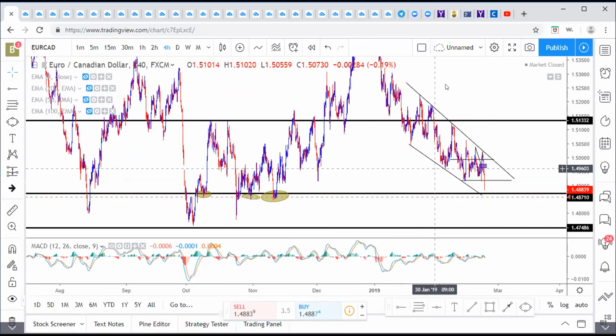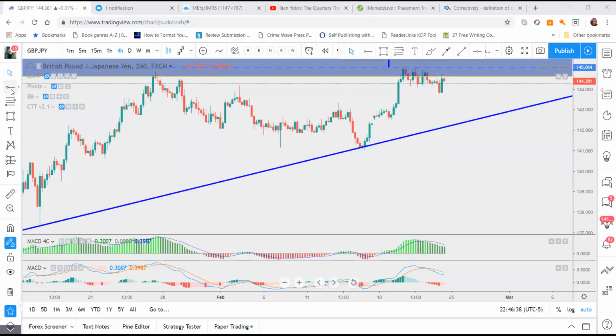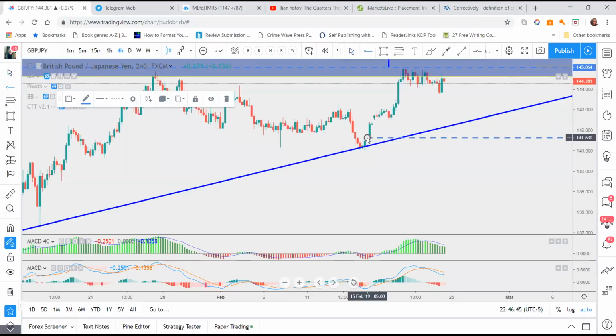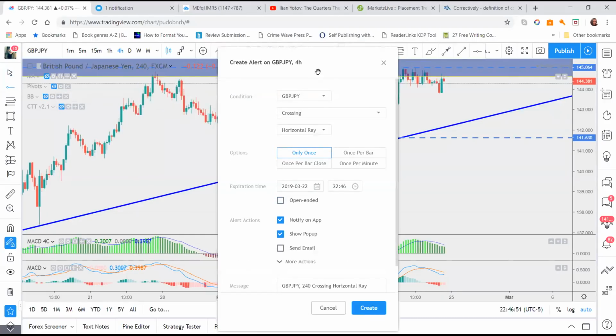Let me share my screen one second, then I'll let you come back over, and I'll show you guys how I do mine. There's no right or wrong way. Do what works best for you. Like me, if I wanted to know when this got down to this level, I could put my horizontal ray, and you see my little tool comes up right over here. I hit alert, and you have your settings here.